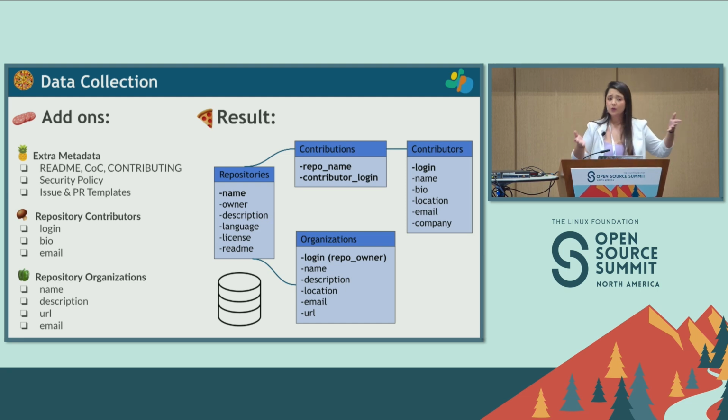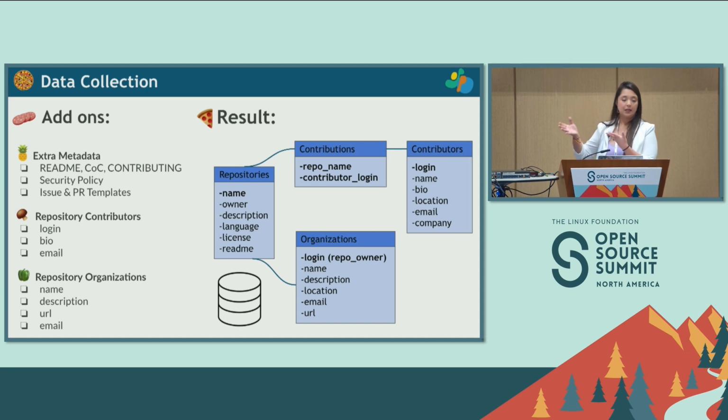One of the things that I was also interested in was community practices, like open source practices. So I collected a lot of extra information that doesn't come by default, like the README, the code of conduct, the contributing guide, security policy, all of these little things that are indicators of open source practices within the projects. And then all the repository contributors' information and the repository organization's information.